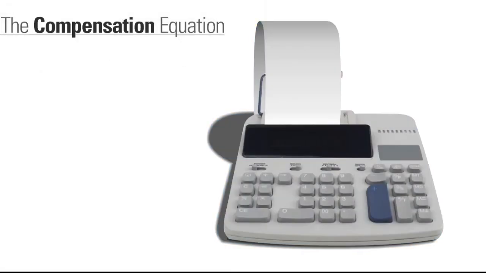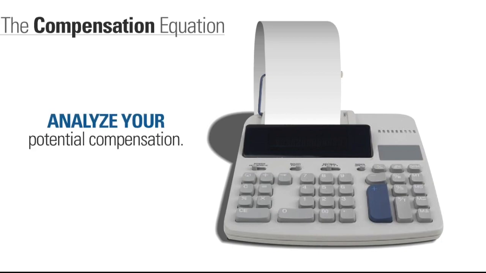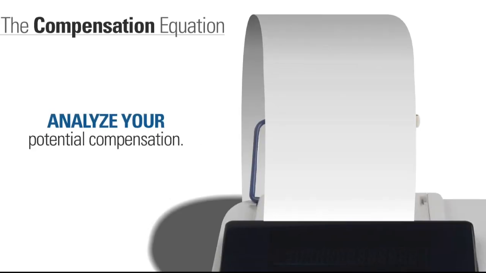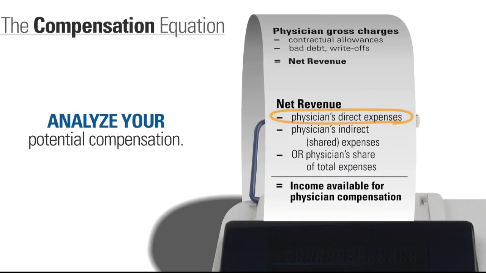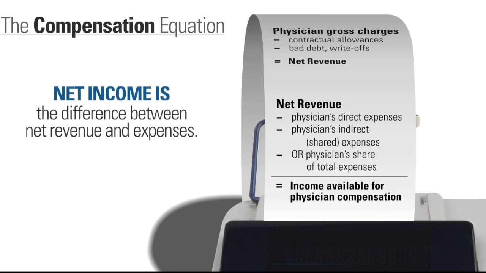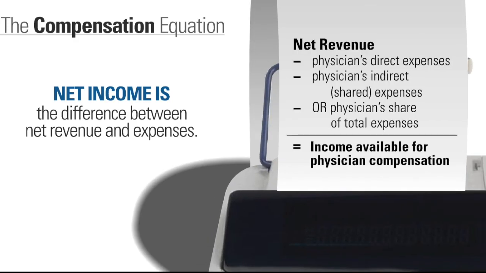Here's the basic equation that you'll use to analyze your potential compensation as a member of a particular medical practice. Start with your likely gross charges, then subtract contractual allowances, bad debt, and write-offs. This will give you your net revenue. Then, subtract your direct expenses and your indirect or shared expenses, or your share of the practice total expenses. This figure will equal the income available for your compensation as a physician. In other words, net income is the difference between net revenue and expenses and is generally the amount available for physician income. Let's look at the details of this equation.